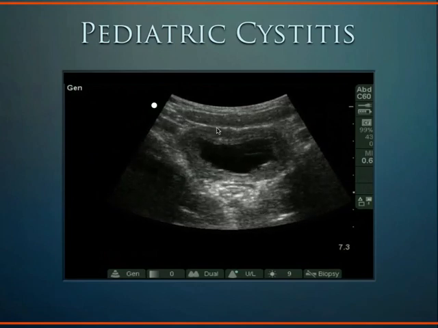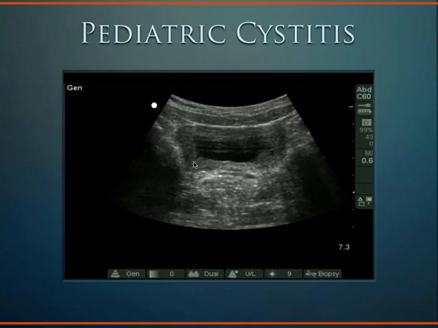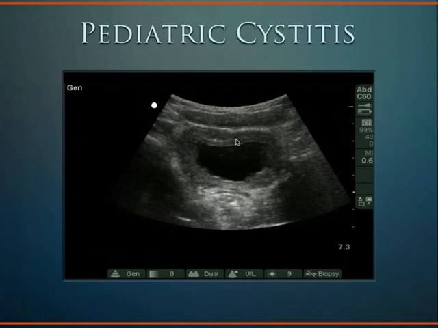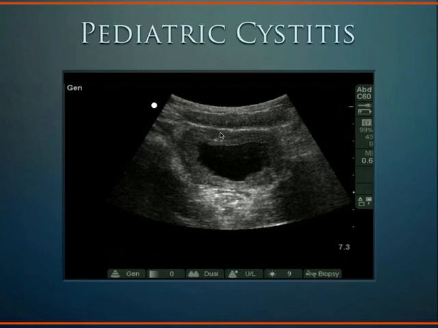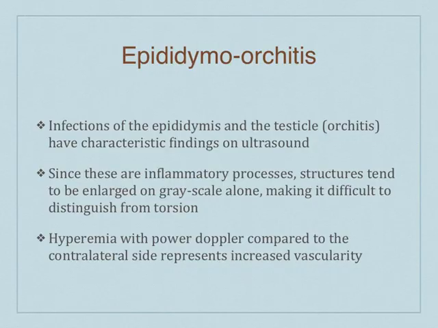This is in a child. We see a very thickened bladder wall. Usually the bladder wall is a few millimeters, but here it looks like it's about a centimeter in thickness, which is abnormal. All throughout concentrically, this bladder wall is quite thickened in this patient with cystitis.